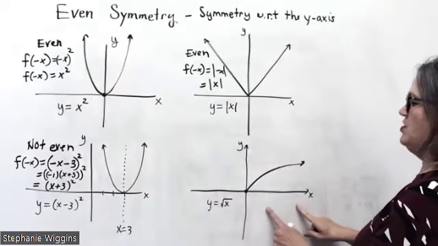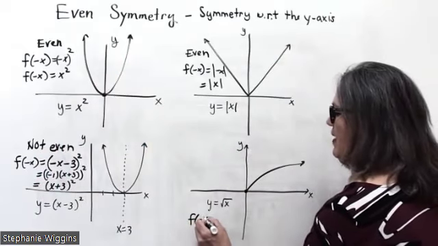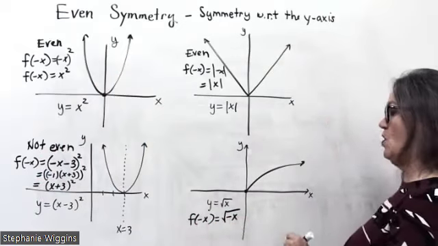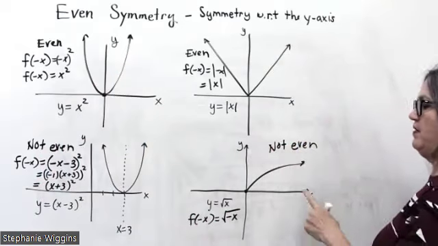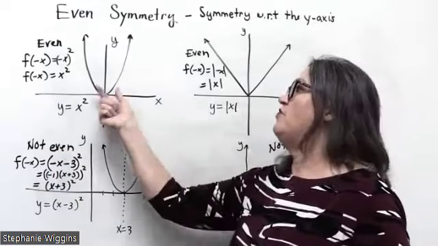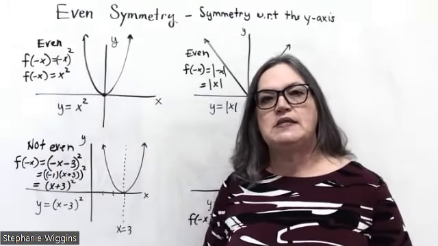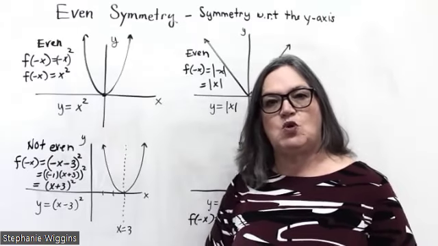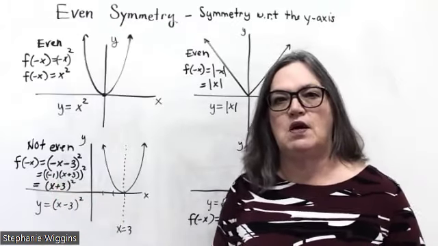Now, here we have the square root of x, and if you take f of negative x and plug it in, you would get the square root of negative x, and that is not the same as the square root of x. So this is not even. And you can see that by the graph as well. If I flip it over, I get a different function. Whereas here, if I flip it, and this one, if I flip it, I get the same function. So that is how we do it graphically to determine if the function is even. In other words, if it's symmetric with respect to the y-axis, or symbolically. Those are the 2 ways you can approach that.